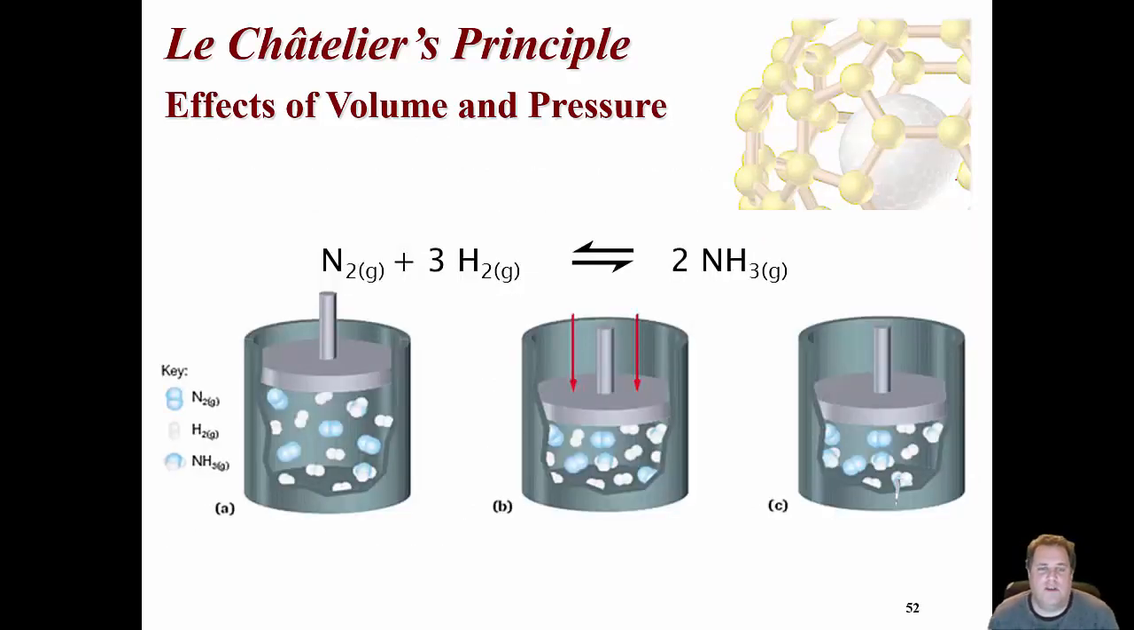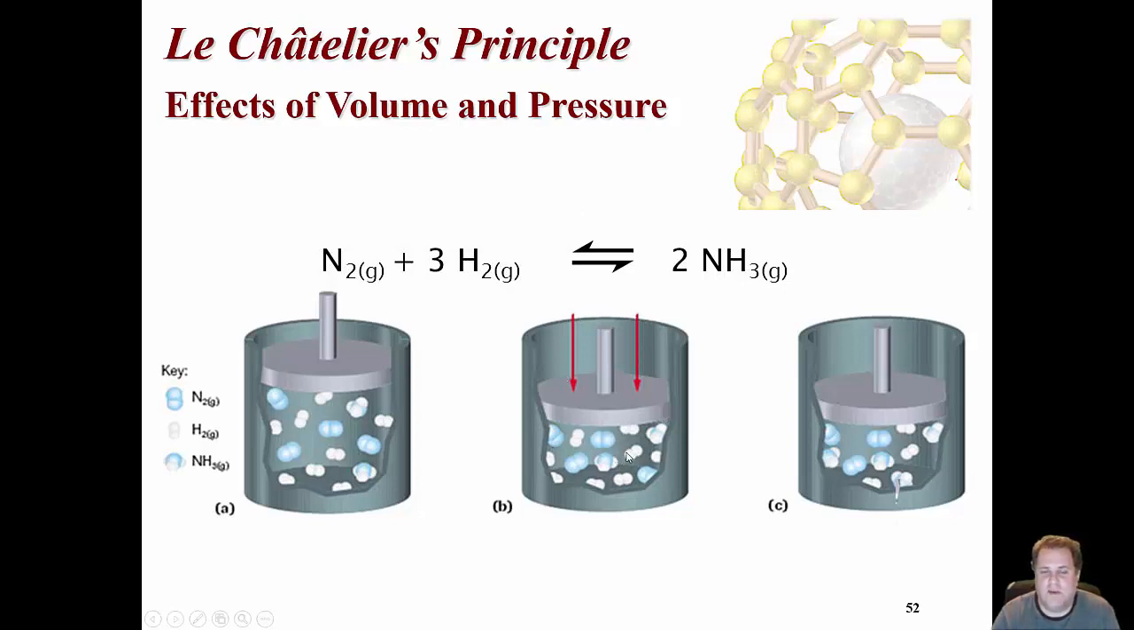This picture is just demonstrating how we change volume, since we're going back to gases that we started the semester out. We're changing the volume of the container in a piston cylinder type of scenario. This is going to go down as these arrows show. We've now reduced the pressure.